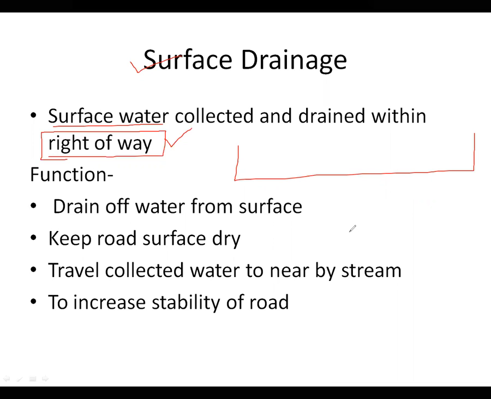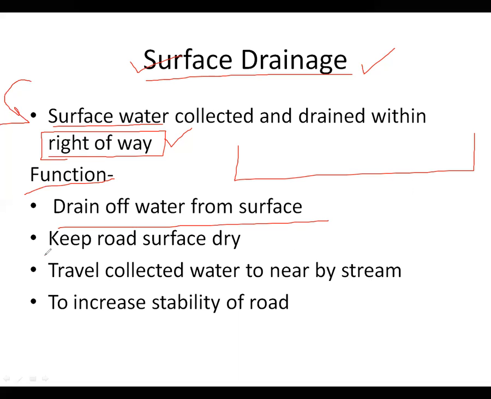The major purpose of providing this system is to prevent the surface water from flowing from the pavement surface to the shoulder and towards the subgrade. That kind of water motion is prevented, and that's why surface drainage is provided. So the main function of surface drainage is to drain off the water from the surface.